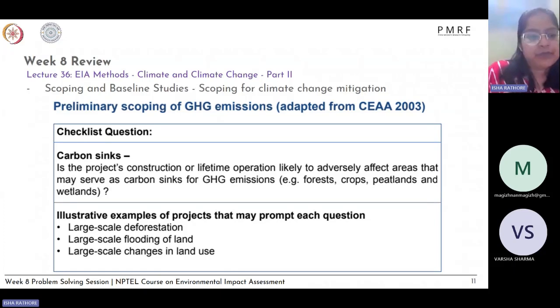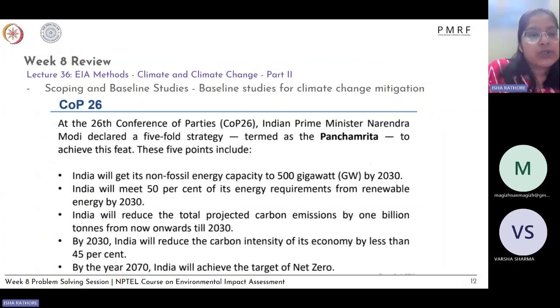So we also looked up at COP26, which was the 26th Conference of Parties. In this, Indian Prime Minister Narendra Modi declared a five-fold strategy, which was termed as the Panchamrit, to achieve our nationally determined contributions or NDCs.